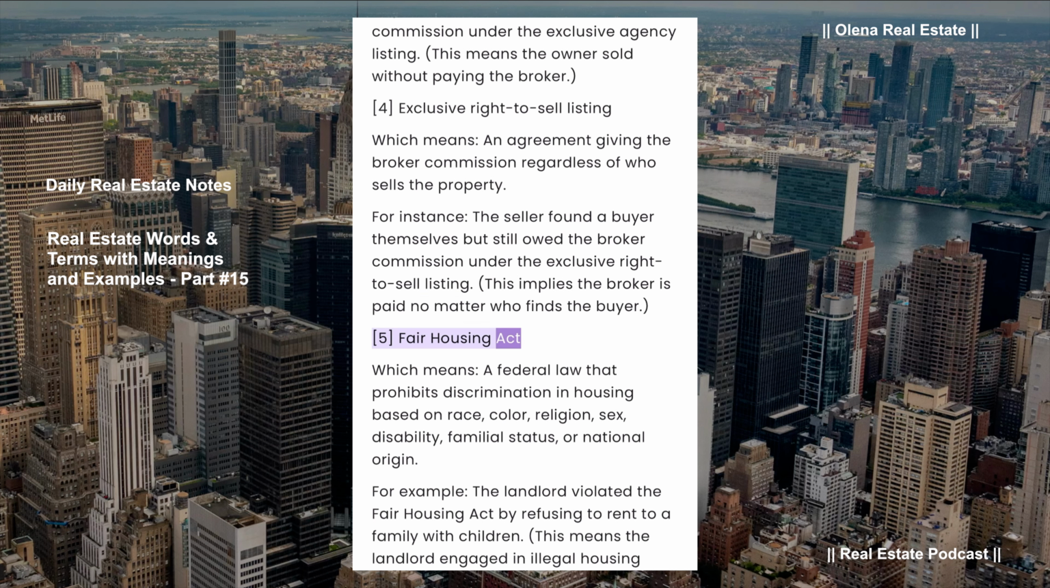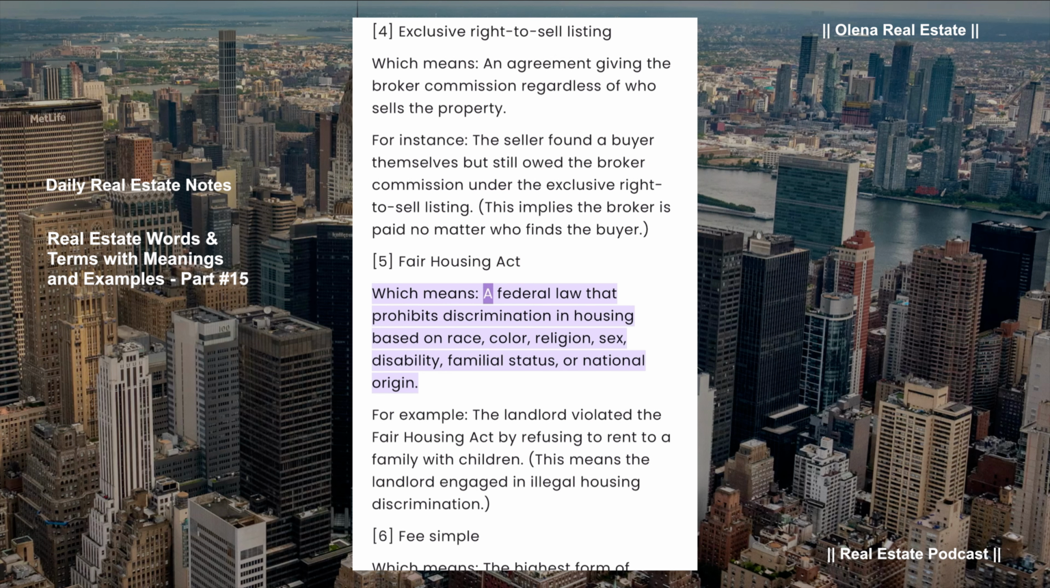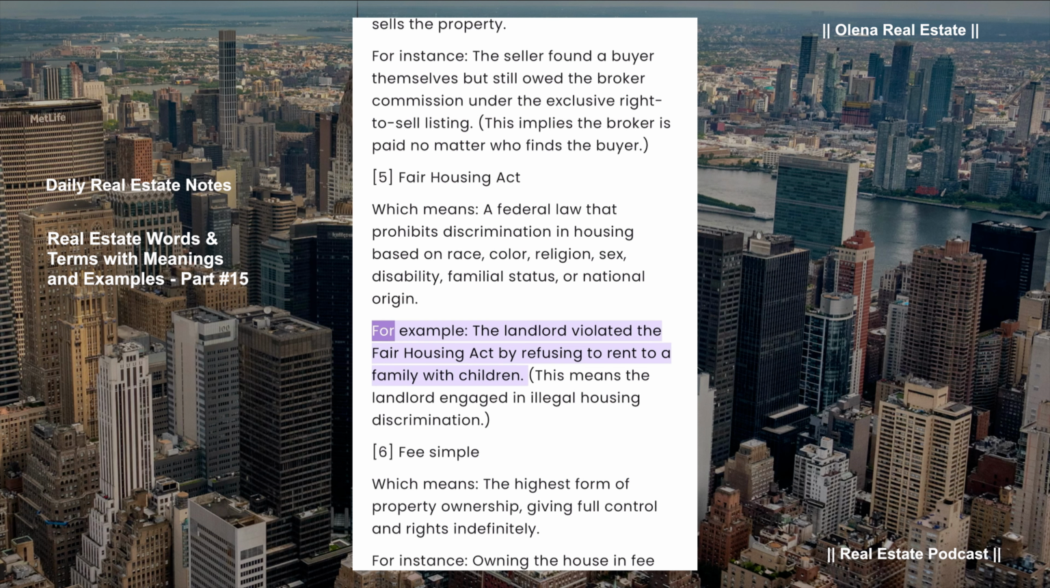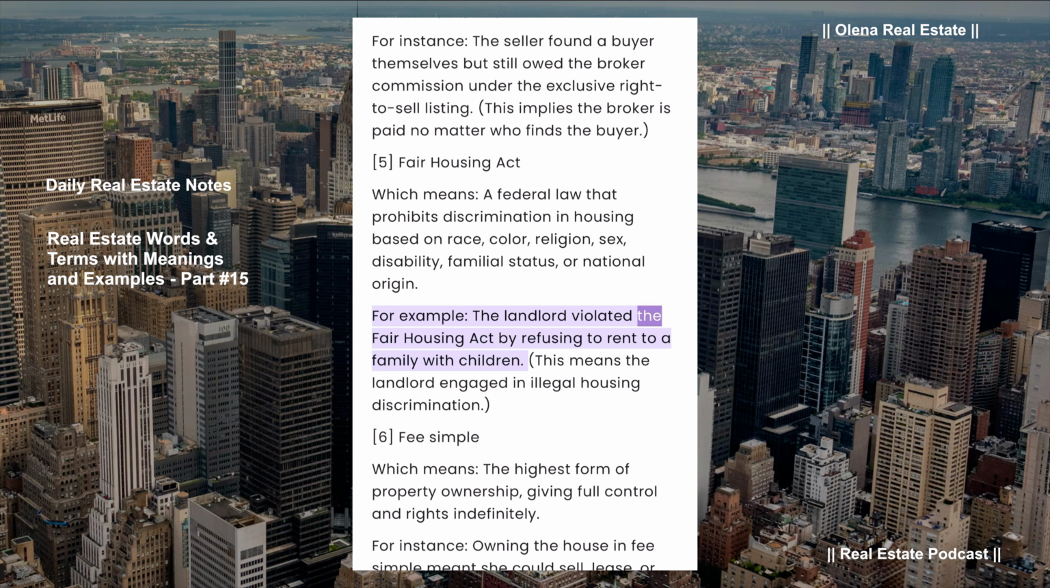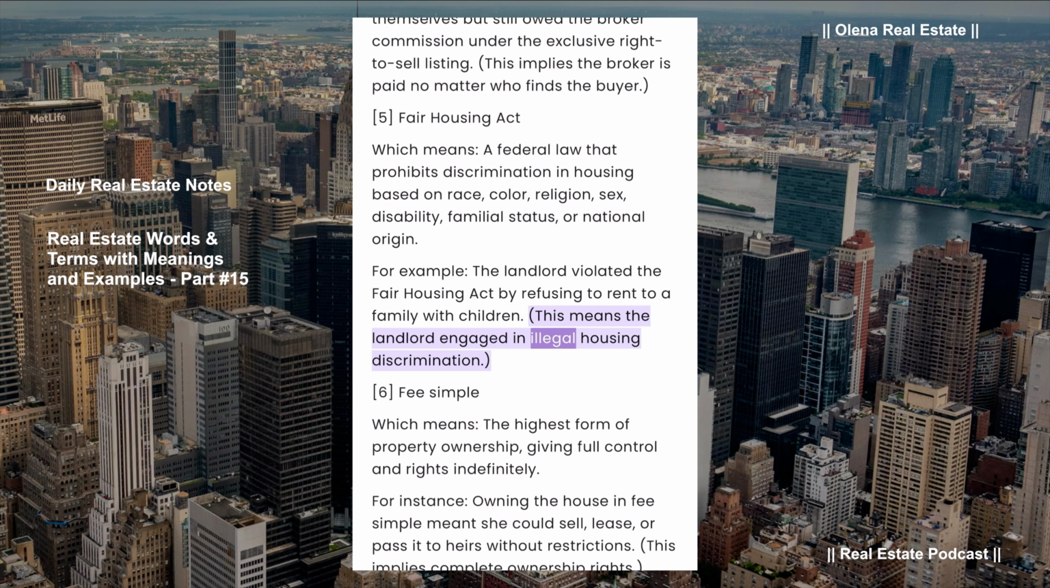Fair Housing Act, which means a federal law that prohibits discrimination in housing based on race, color, religion, sex, disability, familial status, or national origin. For example, the landlord violated the Fair Housing Act by refusing to rent to a family with children. This means the landlord engaged in illegal housing discrimination.